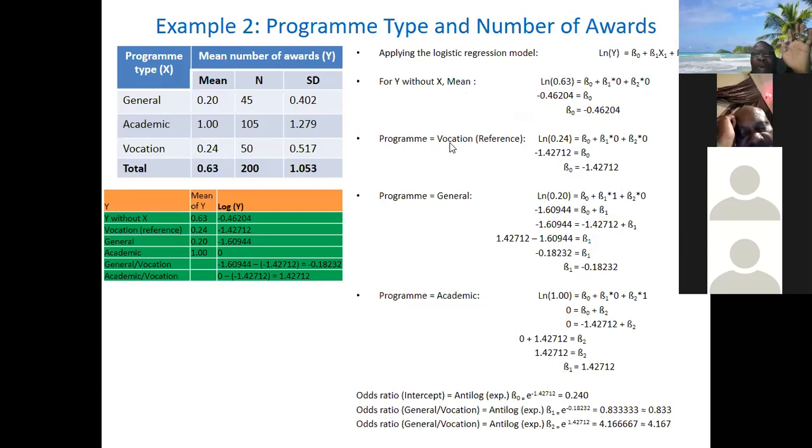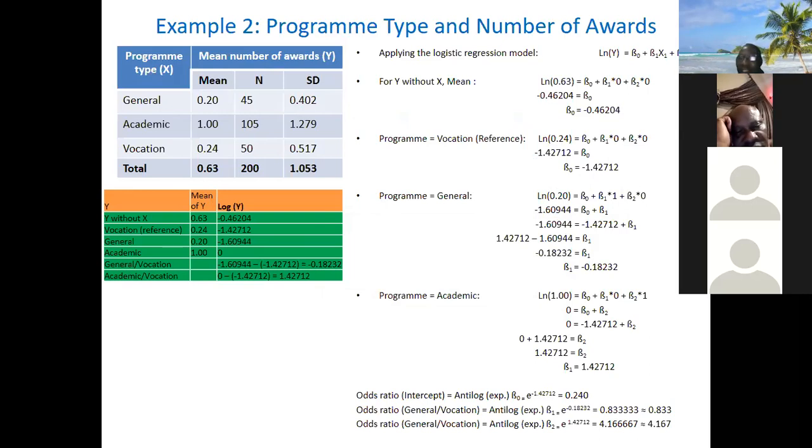Now if you come to program, vocation, we want to use vocation as the reference. What is the mean for vocation? It is 0.24. So the logarithm of 0.24 is B0 plus B1 times 0 plus B2 times 0, because vocation is the reference. So these two dummies are for general and academic. Instead, you are looking at the reference alone.